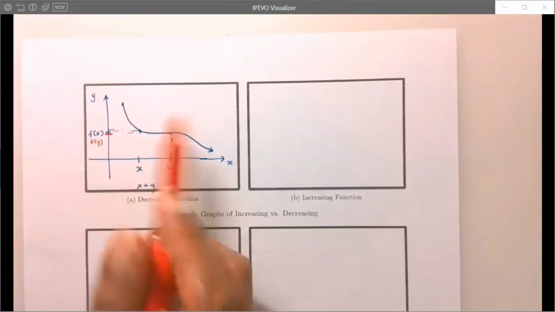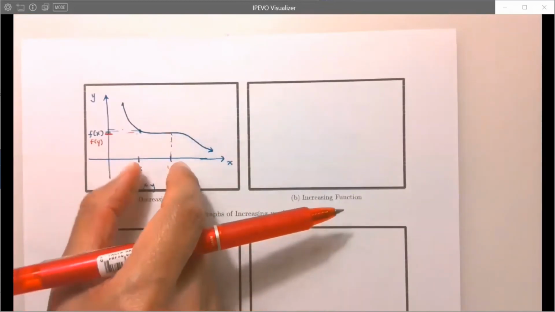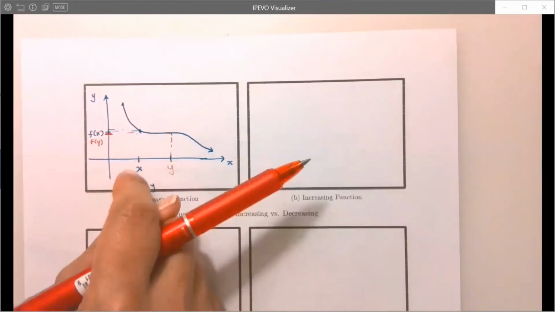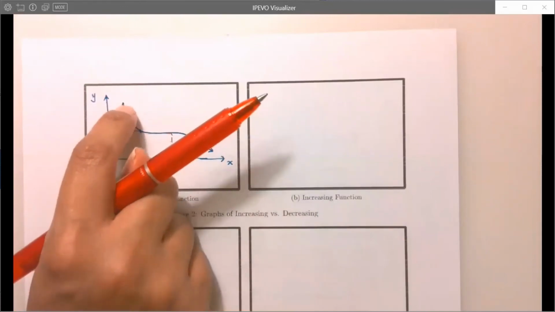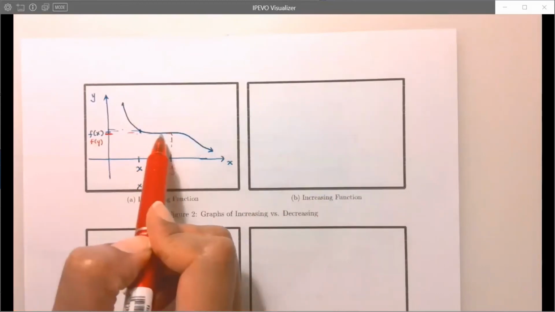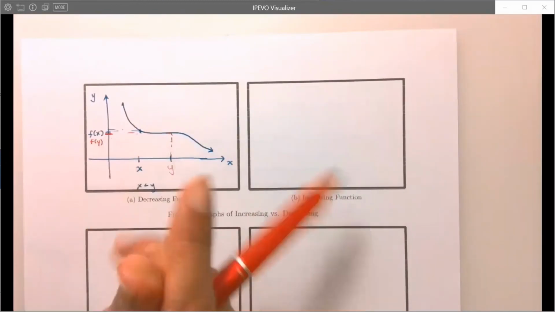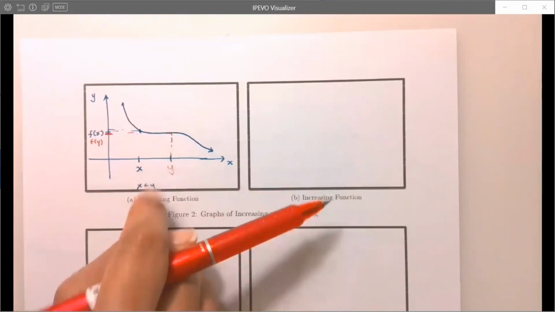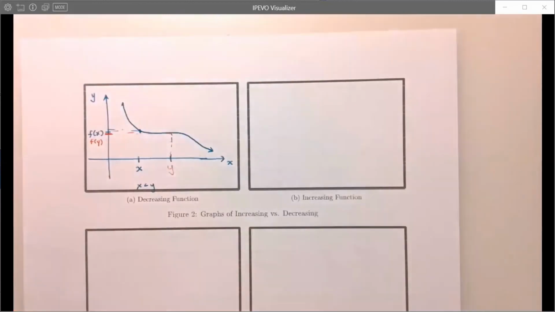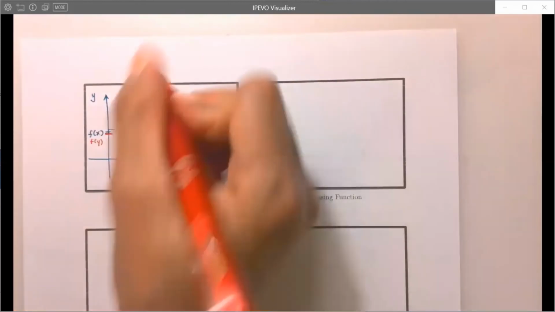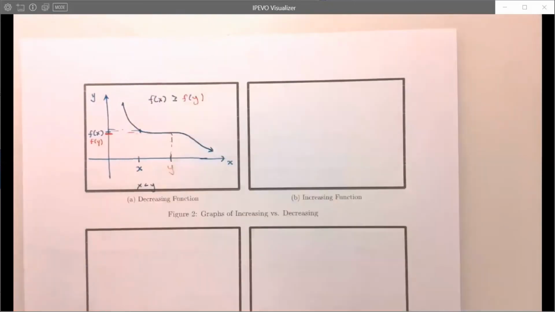So as you can see, it doesn't matter where I pick the two numbers. If I pick f of x more to the right, f of x will still be greater than f of y. And if I get it closer to y, then at this point they're exactly the same thing. But as long as I choose x being less than y, it is going to be true that f of x will be greater than or equal to f of y. So that's what it means to have a decreasing function.